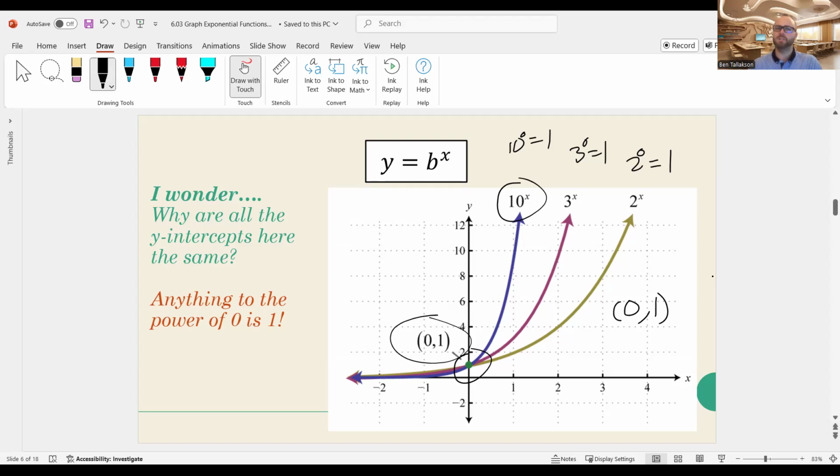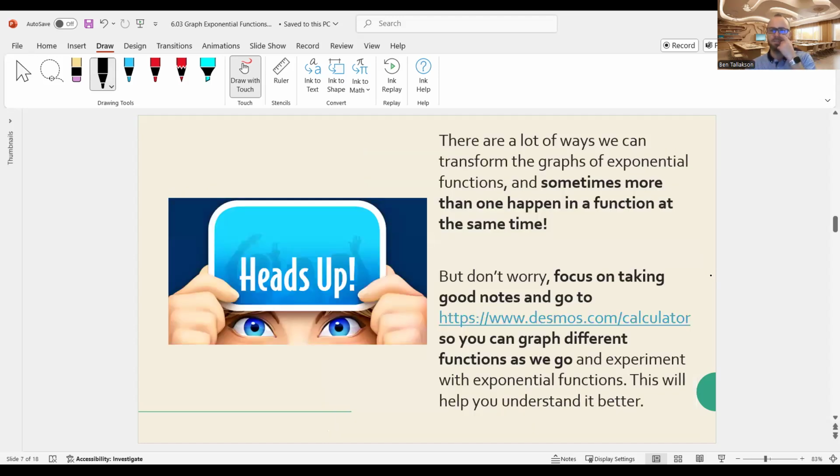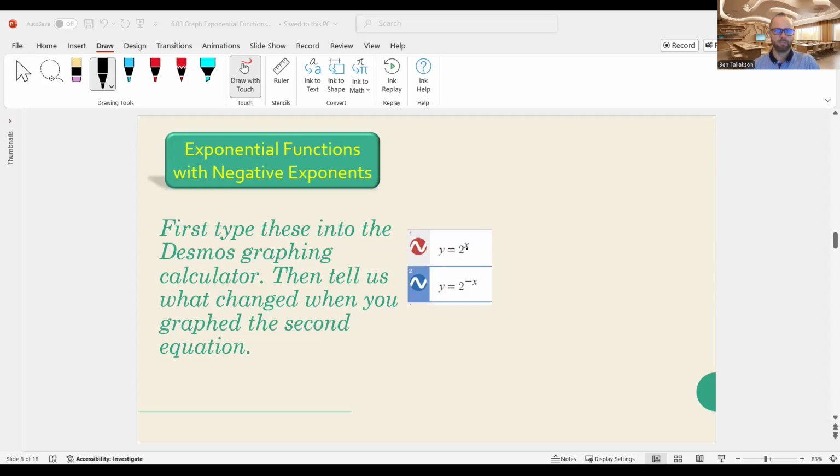So we're learning some things about exponential graphs. And there are a lot of ways we can transform the graphs of exponential functions, and sometimes more than one happens in a single function at the same time. And you might think, oh boy, this is going to get confusing. Don't worry, focus on taking good notes, and we're going to use the Desmos calculator. This is the graphing calculator, different than the scientific calculator. So we're going to experiment with exponential functions and understand this better.